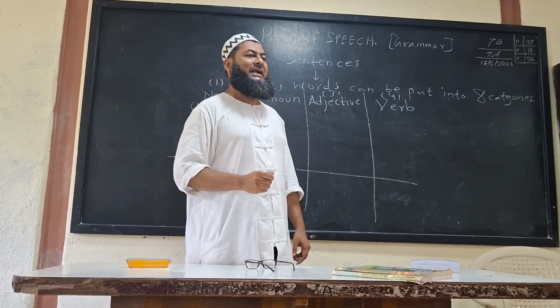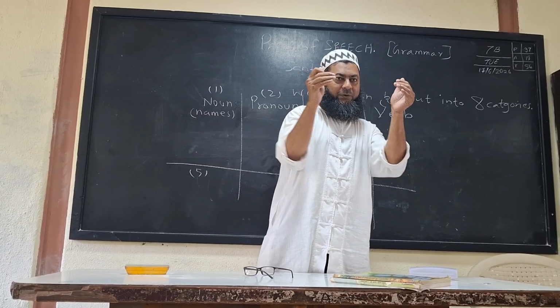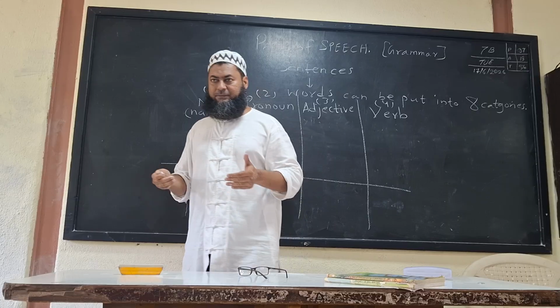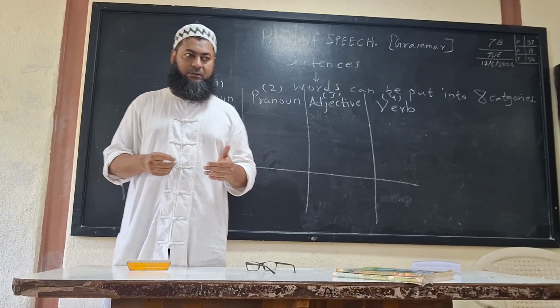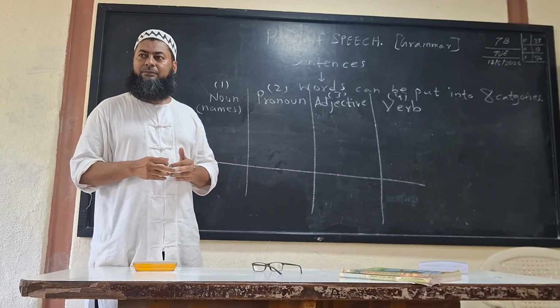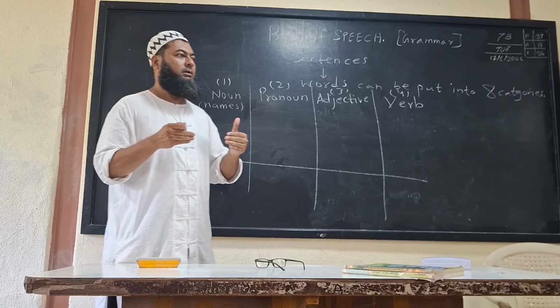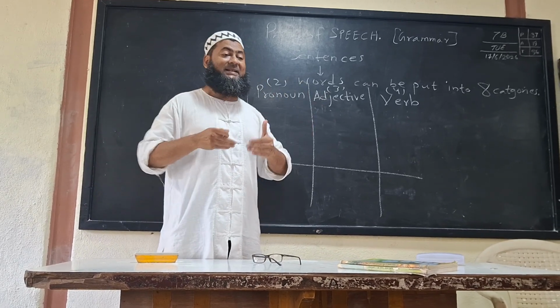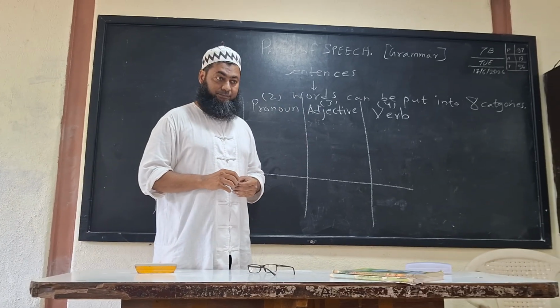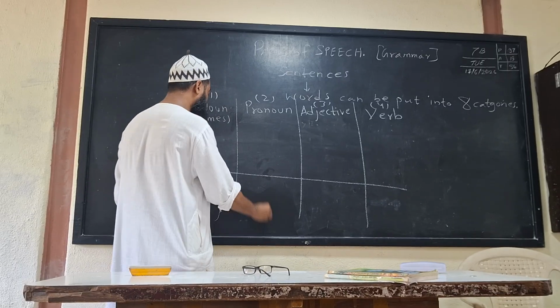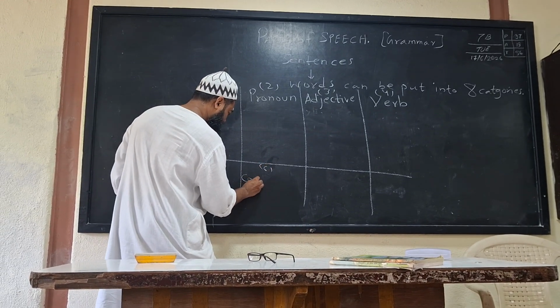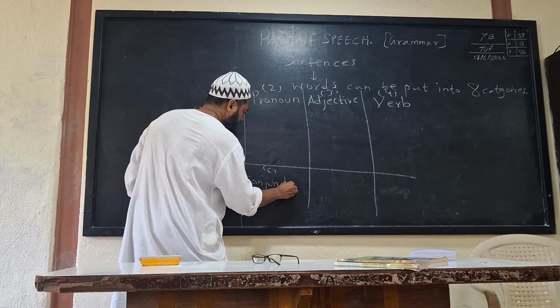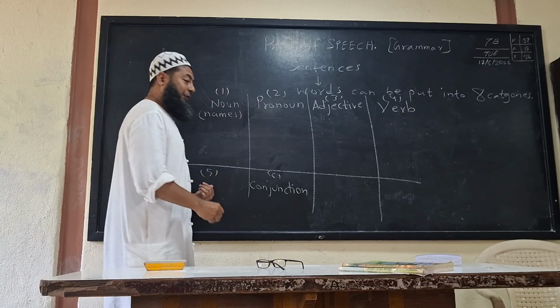So when we use a sentence and we try to connect one sentence with another sentence, that is called a connecting word, a word that connects sentences. That is called conjunction. Let's put number 5 here.